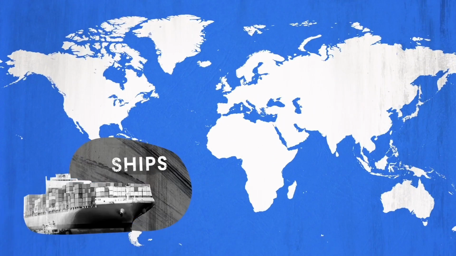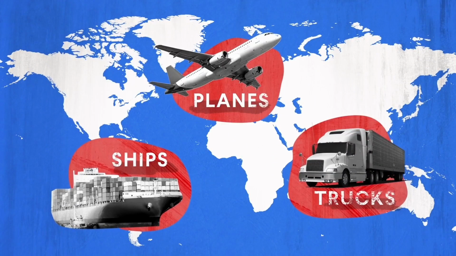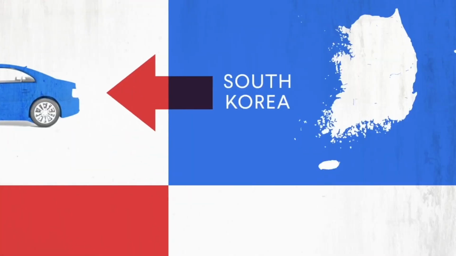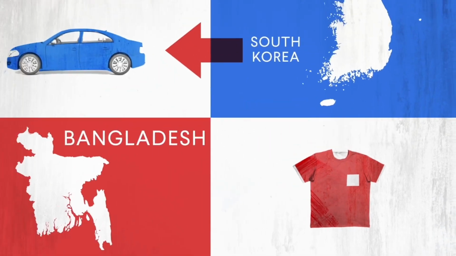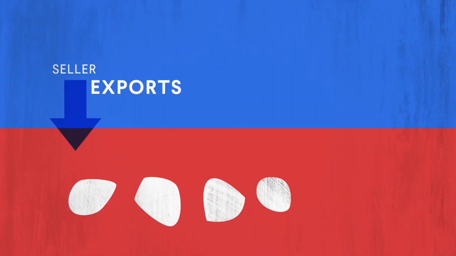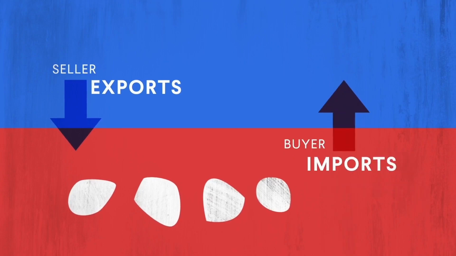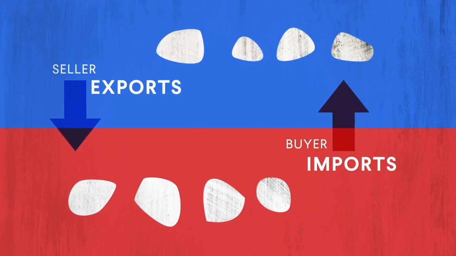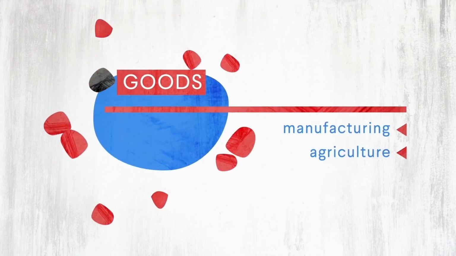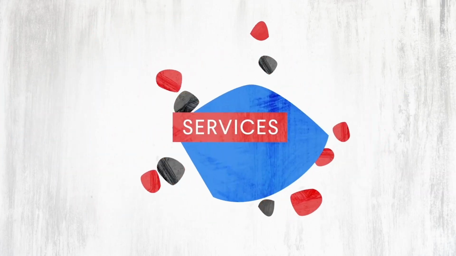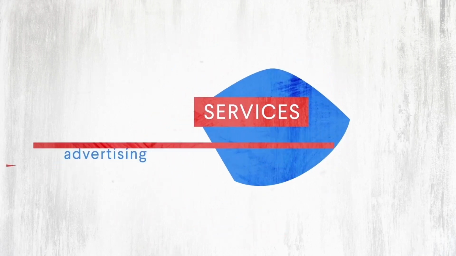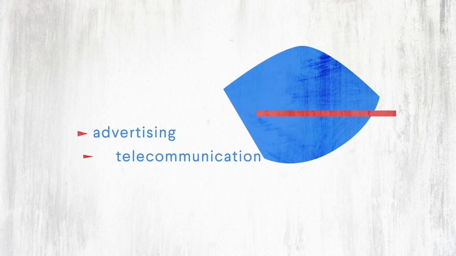Every day, a network of ships, trucks, and planes move massive quantities of goods around the world. Your car might come from South Korea, and your t-shirt from Bangladesh. All countries export, sell products and services abroad, and import, buy goods and services from foreign trading partners. These goods are manufactured items or agricultural commodities. Services, a dynamic and growing part of trade, refer to all intangible goods such as advertising and telecommunication.